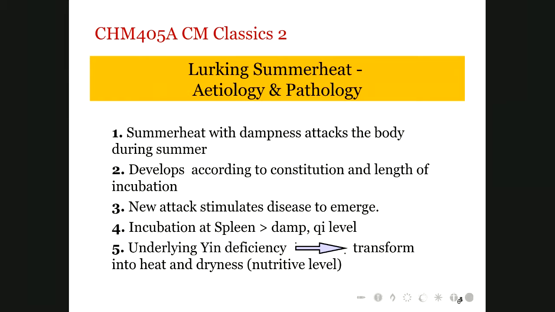Number five, underlying insufficiency. If there is a constitutional underlying insufficiency while you are suffering from lurking summer heat, or have been affected by summer heat pathogens, these pathogens very easily turn the dampness into dryness. So you end up with dry heat that can affect the nutritive level. Because without turning the dampness into dry heat, without the heat dominating over the damp, usually the nutritive level or blood level will not be affected. They only stay in the qi level. Damp is dominant. Okay, any questions on these slides?